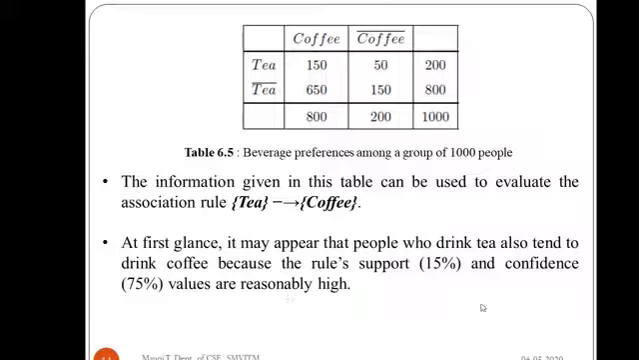How did we get this support as 15%? You can take the people drinking tea who also drink coffee, that is 150 people. The total number of people involved is 1000, so it will be 15%. How do you calculate the confidence? Confidence is given by people drinking tea who also drink coffee divided by the people who drink tea, that is 150 by 200. You will get 75% as the confidence level.